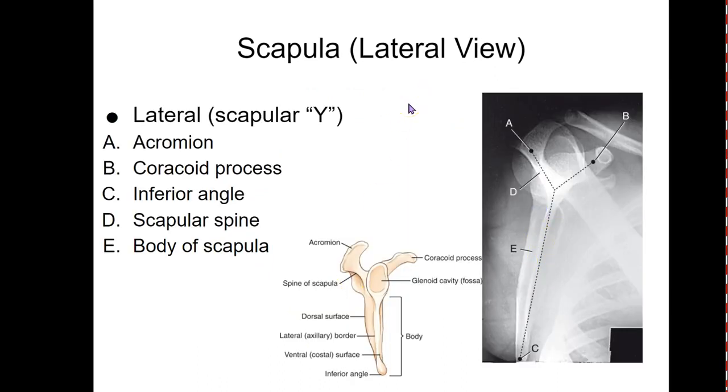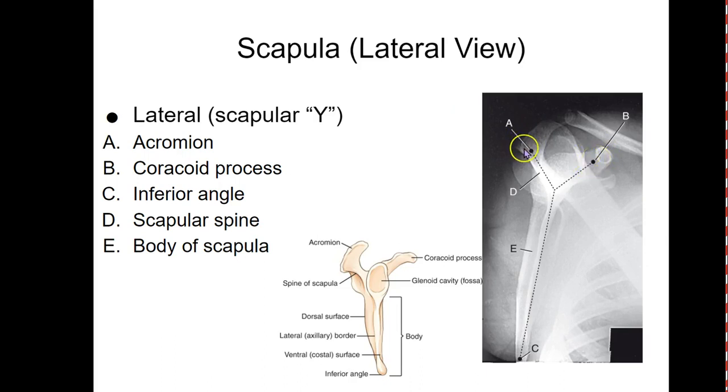All right, next let's look at a lateral view of the scapula. The lateral view of the scapula really helps us visualize the various anatomical structures of the scapula. And notice it looks like a Y. That's why we call it the Y projection. The upper parts of the Y are going to be the acromion posteriorly and the coracoid process anteriorly.